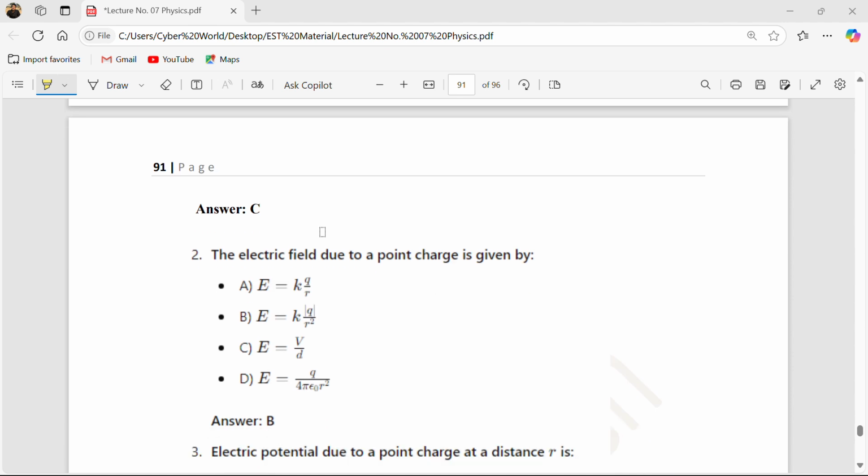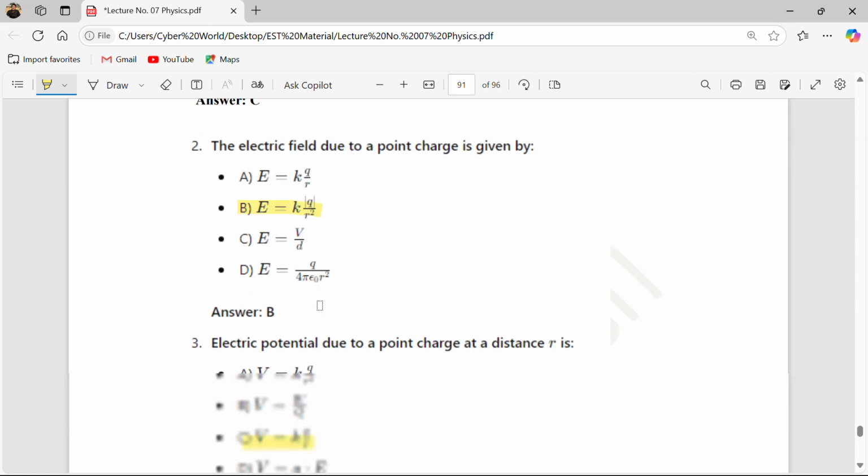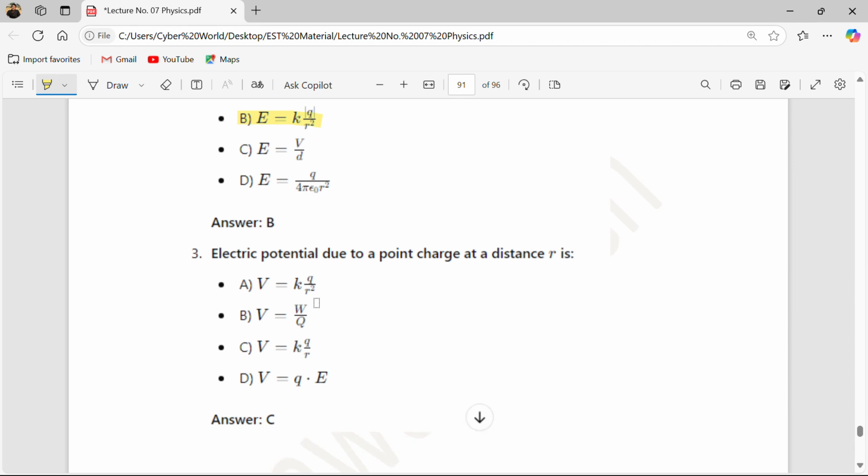An electric field due to a point charge is given by, we know that the electric field formula can be written as kq by r squared. So the correct answer is B. Electric potential due to a point charge at distance r: we know that the electric potential expression can be written as kq by r. So the correct answer is C.